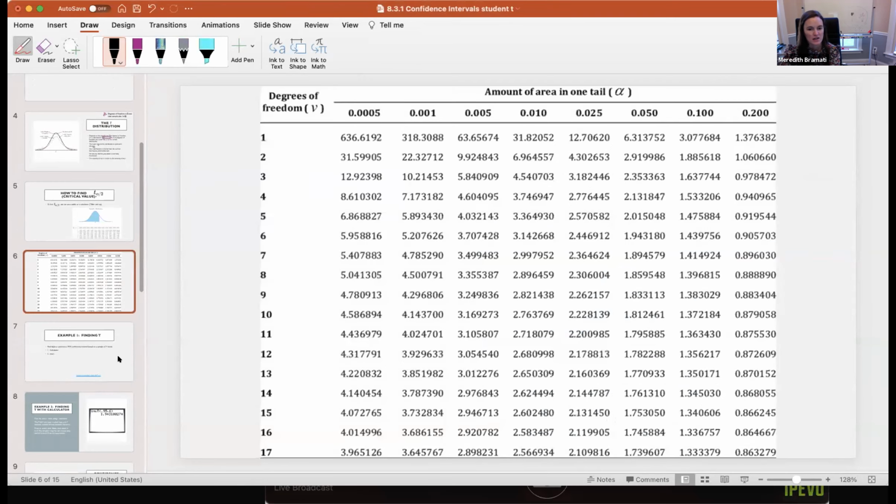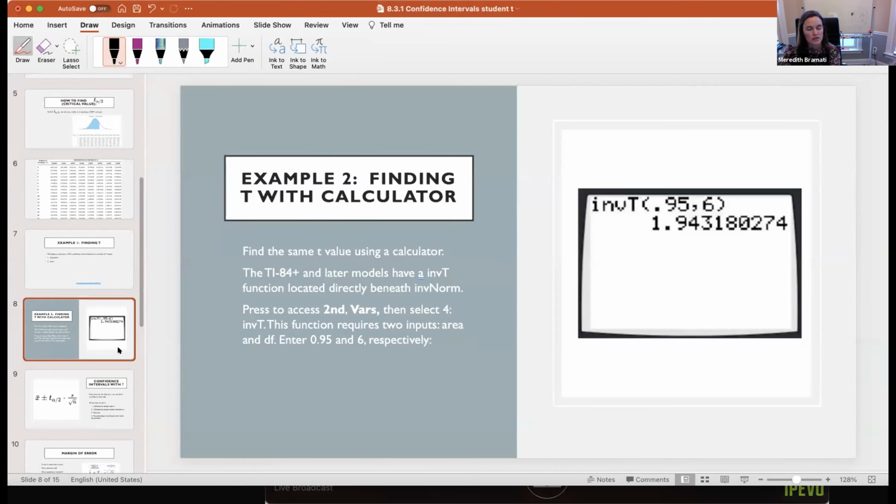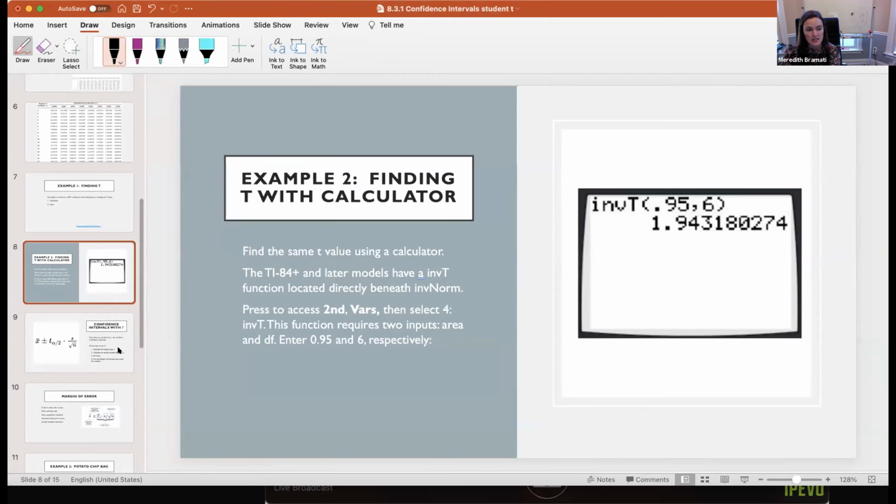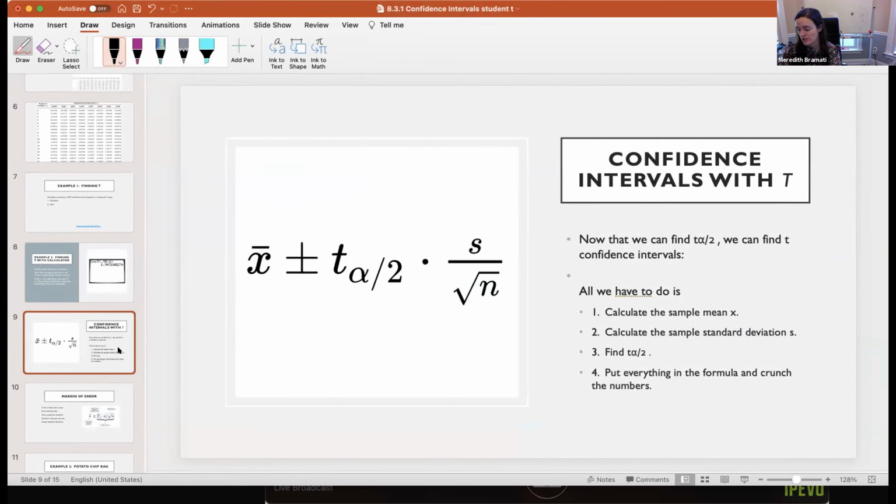We have talked about the charts. We've done the invert T. I'm going to exclusively do invert T moving forward. I'm not going to use the charts. Feel free to use the charts when you are in Newton if you would like to and you're comfortable with them.